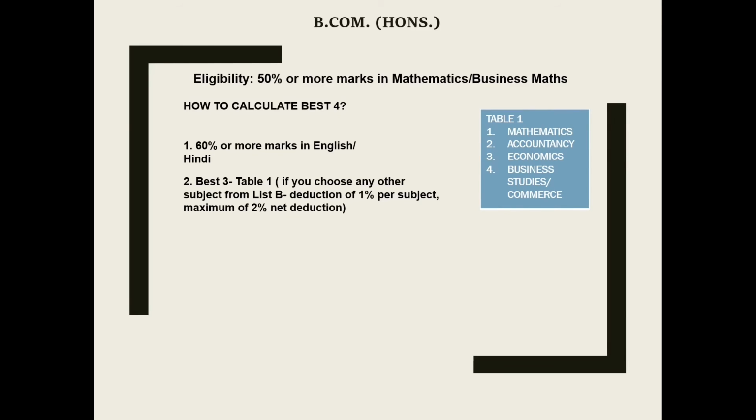If you are choosing any subject from list B which is not mentioned in table 1, then you will face a deduction of 1%. You can even face a maximum deduction of 2%. Now the same point which I have been repeating throughout, that if you include any subject which is neither mentioned in list A nor in list B, then you face a deduction of 2.5% for every such subject.